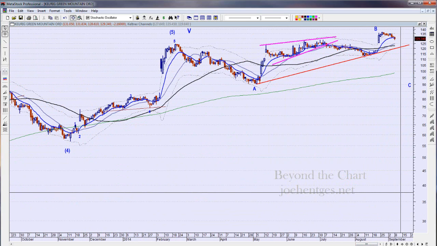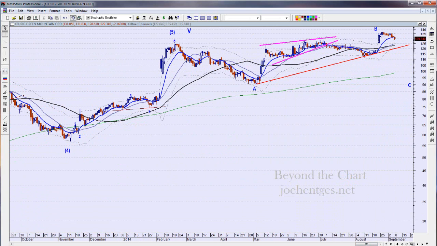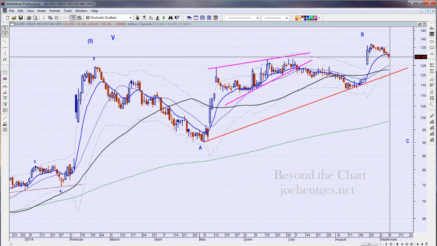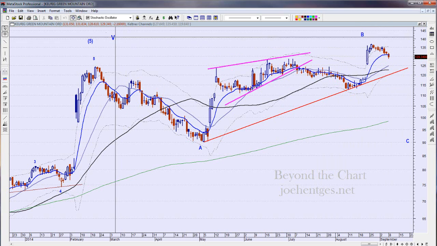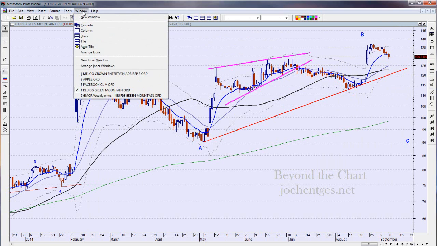So right now, this is the scenario I'm still looking for. We're getting a little bit of pullback, and right now Green Mountain is down 1.23 at 128.11 at 9:50 in the morning. So that's my perspective on Green Mountain Coffee.